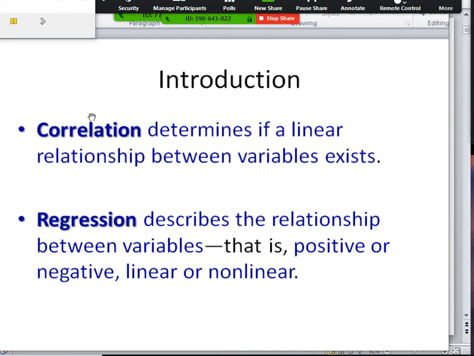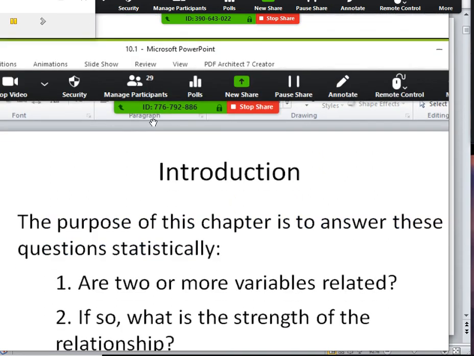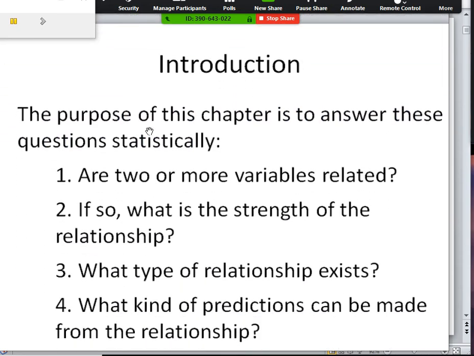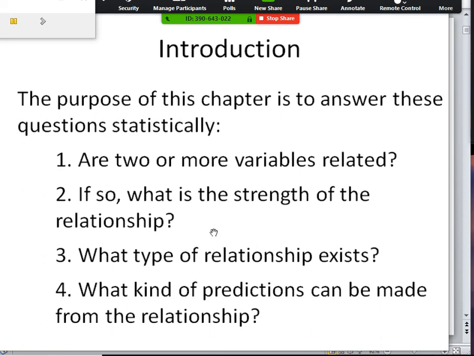So correlation determines if there is a linear relationship between 2 variables. And the regression talks about the type of relationship that is, whether it's positive or negative, linear or nonlinear. We mostly care about whether it's linear, and whether it exists or doesn't. Those are our main concerns we're going to be focusing on. So we're going to look at answering these questions specifically, which we're going to look at in just a minute, all together. So you guys should have your Chapter 10 notes out.